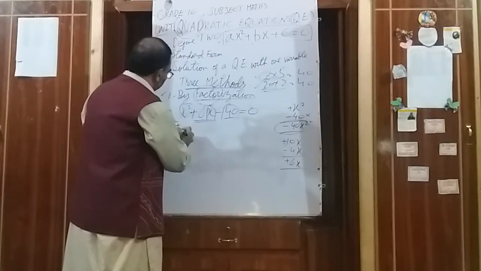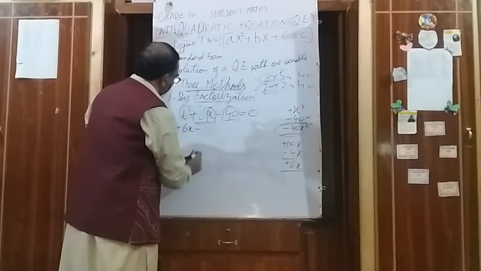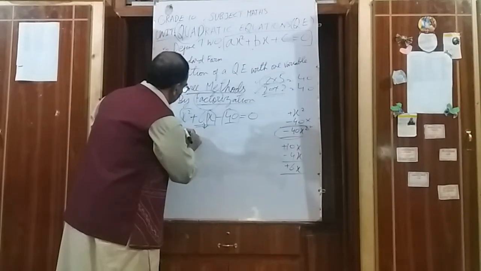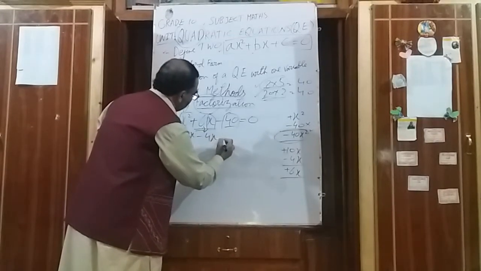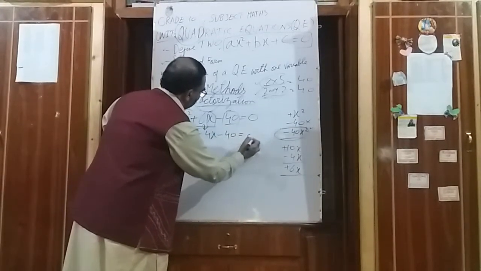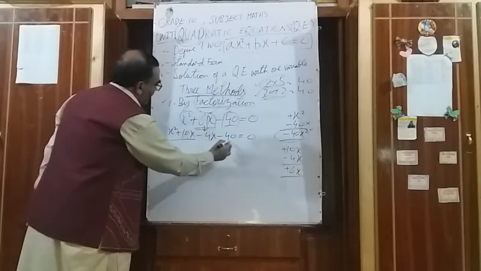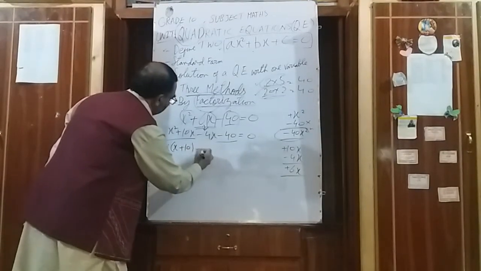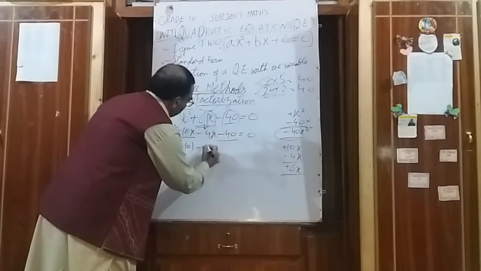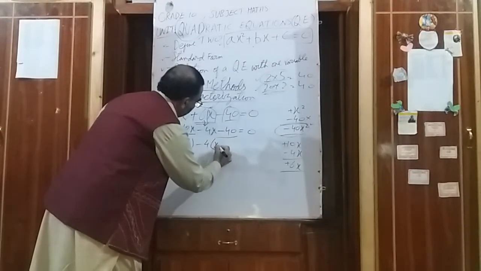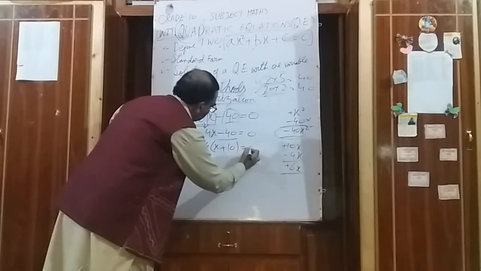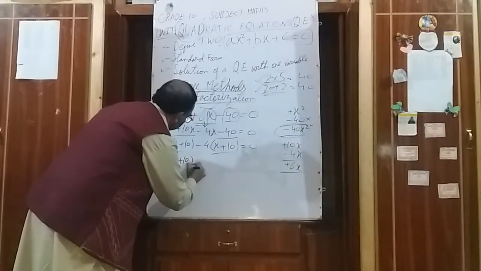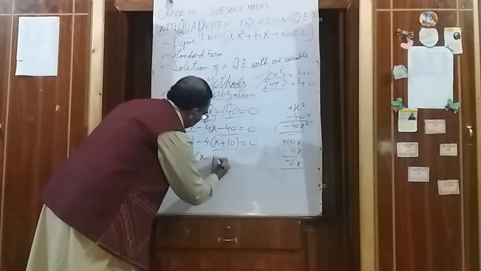So now we will put these two factors instead of 6x. These are plus 10x minus 4x minus 40 is equal to 0. Making pairs of two and taking common x plus 10, and in these two, minus sign and minus 4, no variable common, no, this is common, x plus 10, x minus 4 is equal to 0.